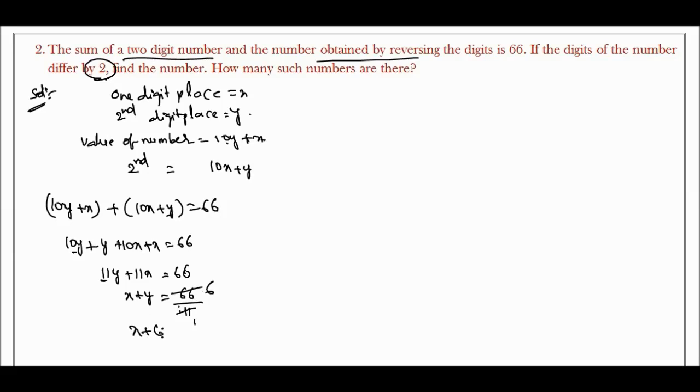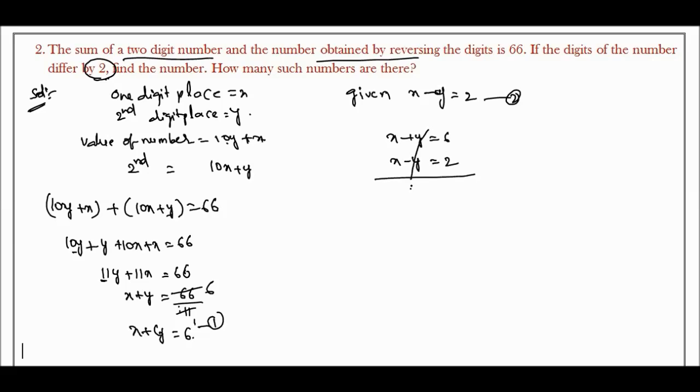X plus y is equal to 6 is the answer here. He is also saying that the difference of the digits of the number is 2, given x minus y is equal to 2. So this is the second equation, and this is the first one. So we do cancellation with simplification of these two equations: x plus y is equal to 6 and x minus y is equal to 2.